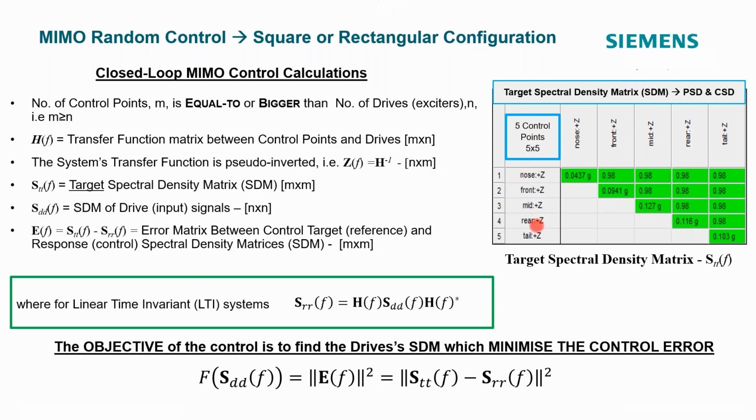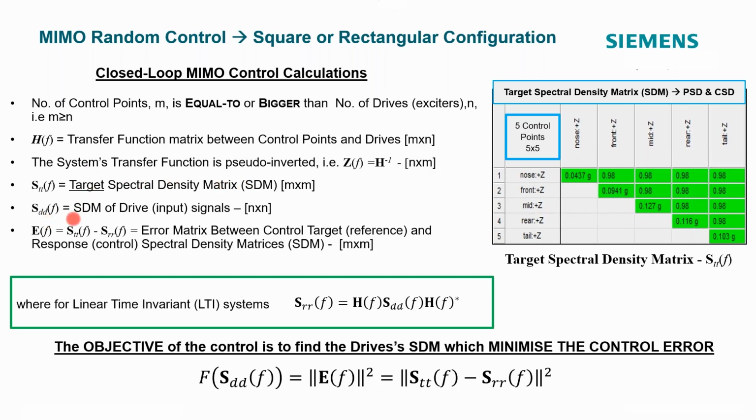Here's an example of a square matrix where we have a 5x5. The transfer function matrix between the control points and the drives is measured. That's the M by N. The system's transfer function is pseudo-inverted, meaning that for rectangular control, we have to do a pseudo inversion. And then the target spectral density matrix, this is kind of like our target spectrum. That's our criteria for a successful test. We have to achieve the spectrums that are represented by the spectral density matrix.